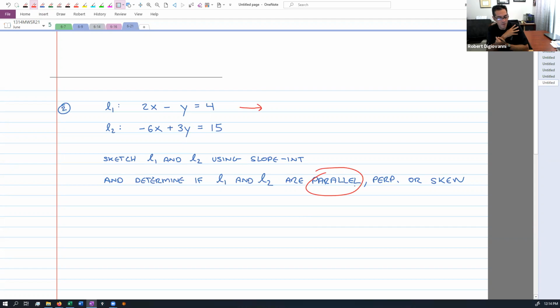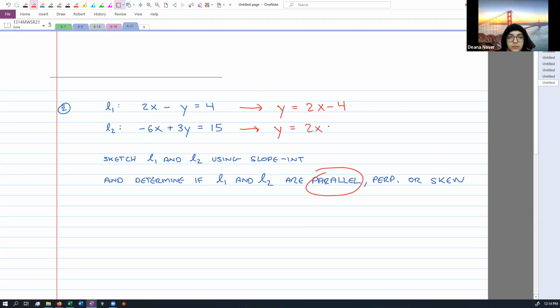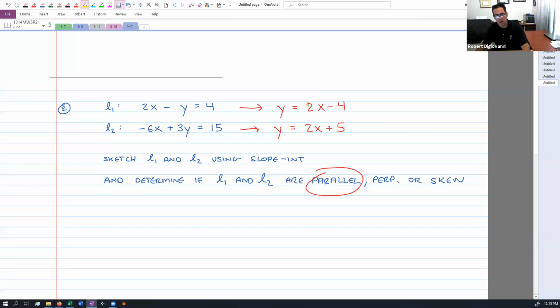What do we get when we solve for y here? The first one would be y equals 2x-4. 2x-4, that is correct. And then on this next one, y equals 2x plus 5. Did anyone get anything different than that? Okay, then yeah, these are parallel. You can just see right here, they both have 2. They should be parallel. Now, if I graph them, let me do a graph.